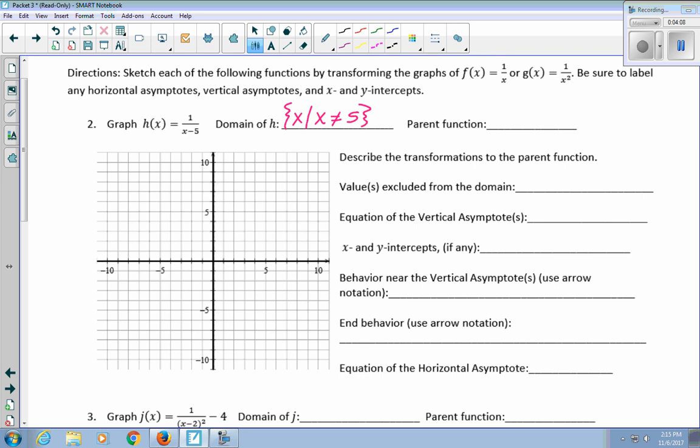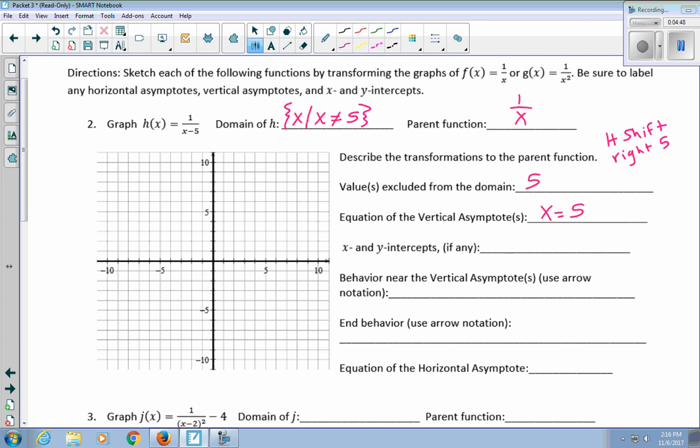And my parent function is 1 over x. To describe the transformation, I would say, okay, well, it's with the x. It's under the fraction bar with the x. So it's a horizontal shift 5 to the right. Values excluded from the domain: 5. Equation of the vertical asymptote: my vertical asymptote for 1 over x is the y-axis. So now it's going to be x equals 5. We move it 5 to the right.